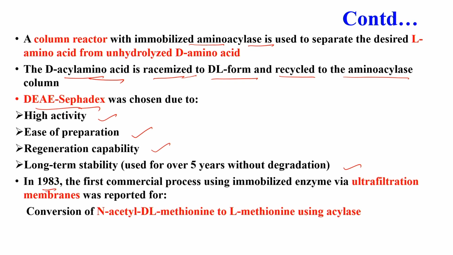In 1983, the first commercial process using an immobilized enzyme via ultrafiltration was reported, for the conversion of N-acyl DL-methionine to L-methionine using acylase. So, one can use the ultrafiltration method for immobilization, or Sephadex for immobilization of acylase.